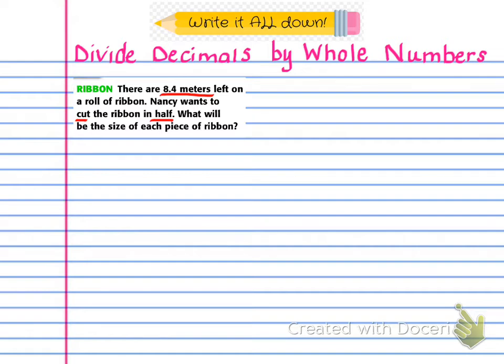So let's go ahead and see what that's all about. The 8.4 meters is what we start with, and then we're going to divide because it says you're going to cut it in half, so we're literally physically dividing. We're going to do it by 2, because if you break something in half, you're breaking it into 2 pieces. So the problem that you have is 8.4 divided by 2.